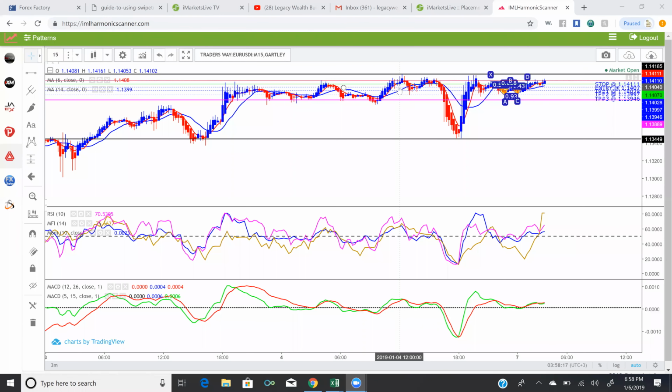Which one? This one. Is that the top resistance? Mm-hmm. And this is the support. It's one of them. Mm-hmm. Okay. It's one support line.